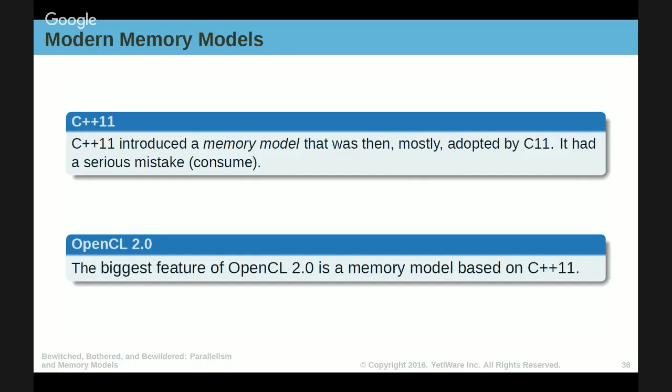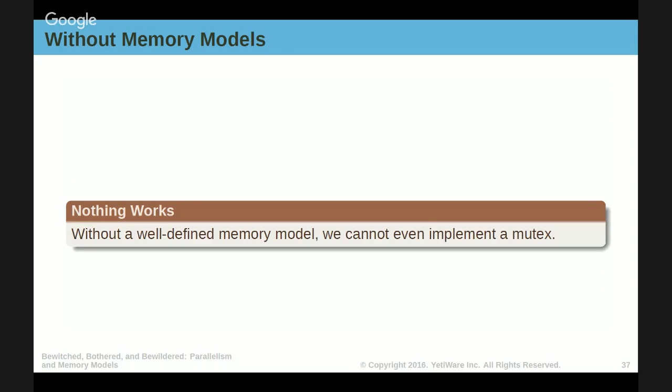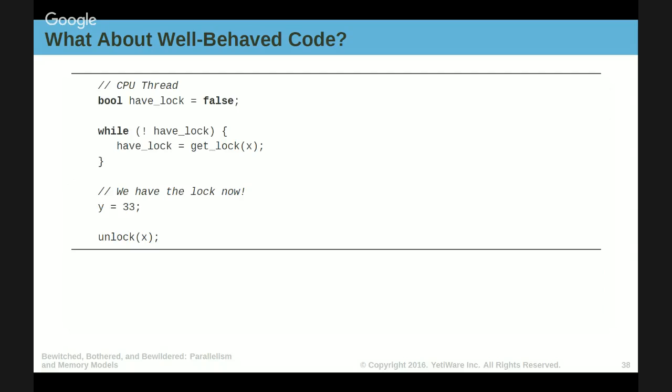And OpenCL 2.0, the biggest feature is that it has a memory model. If you don't have a memory model, absolutely nothing works. You cannot even implement a mutex. You might say, I'm going to avoid this issue by having a mutex. How does a mutex work? In order to work, it has to have a memory model, right? So no one is imagining that you're going to go and write all of this low-level code. The idea is that, in order to provide high-level constructs, you're going to have these pieces.